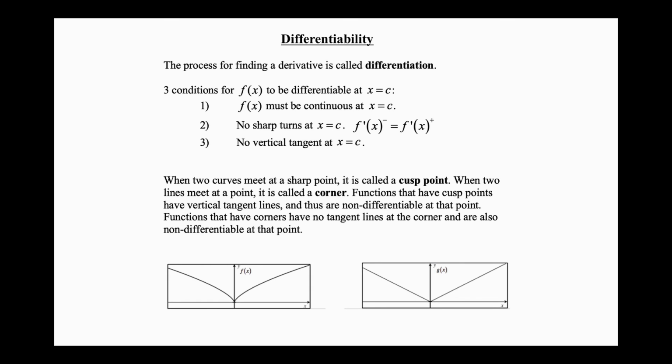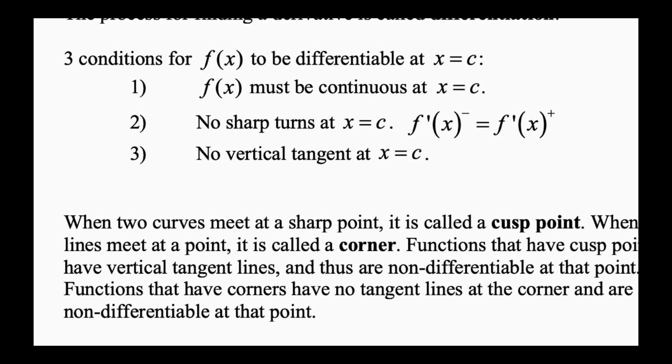Number two, no sharp turns. The derivative going into that point has to be the same as the derivative coming out of that point. These little pluses and minuses mean from the left and from the right. So this means it's coming from the left, the negative side. The derivative coming in has to be the same as the derivative going from the other side. I'll explain what that means when we start doing problems.